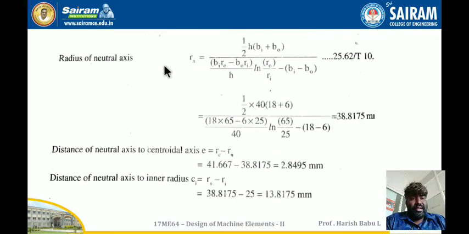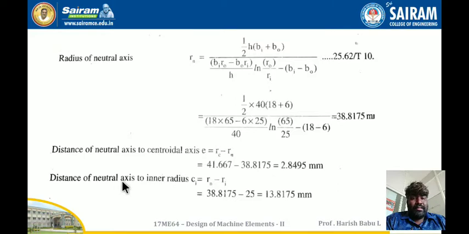For the radius of the neutral axis, from the table you have to go for that formula, that is 25.62. So I'm going to get the Rn formula. Rn, you substitute the values of h, Bi, Bo and Ri, Ro. So I'm going to get the neutral axis as 38.8175 mm. Once you've got that, I'm going to find the eccentricity e, which is the difference between Rc and Rn. I'm going to get 2.8495.